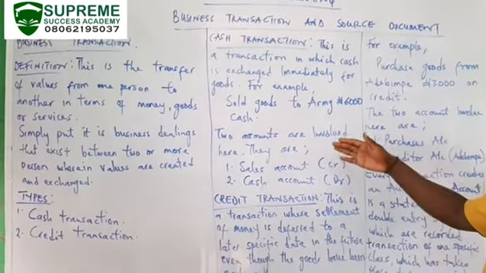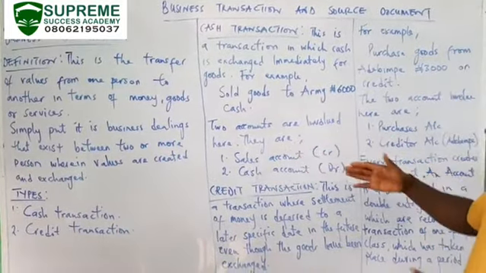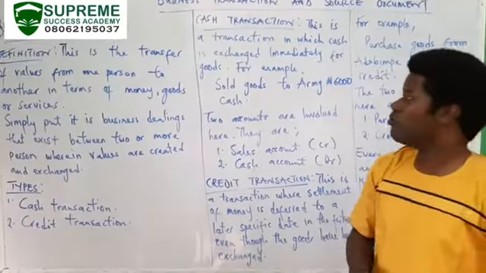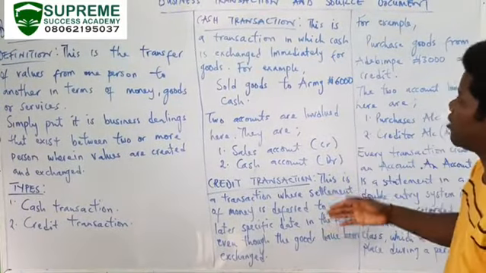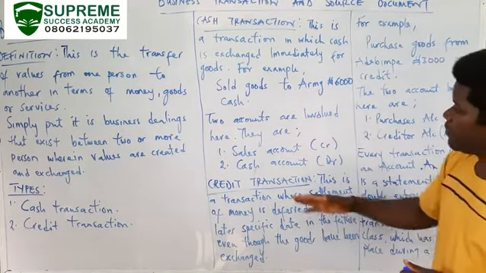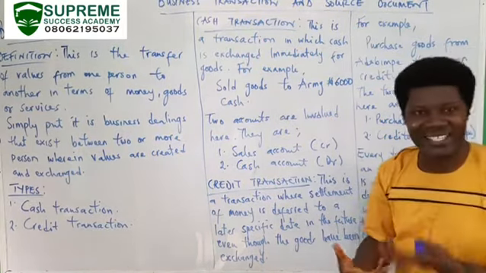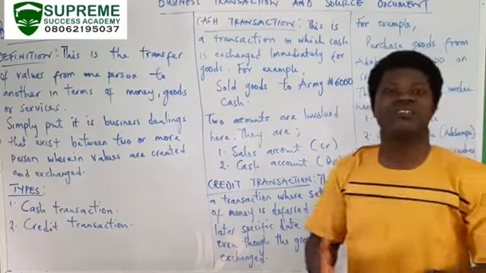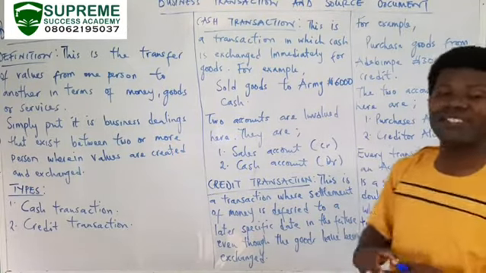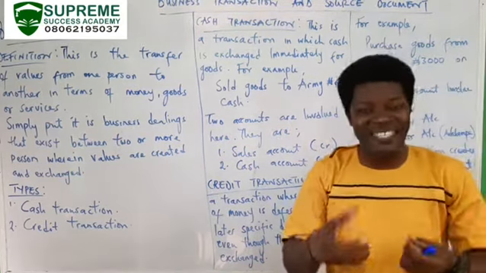And there's an example here: sold goods to Ami, 6,000 naira cash. So when Ami bought the goods, he paid 6,000 naira immediately. So this is an example of cash transaction. In this transaction, there are two accounts that are involved. We have the sales account, and of course, we have the cash account. One is creating value, and the other one is receiving the value. The sales account is the one that is creating the value, is the giver of the value, while the cash account is the receiver of the value.